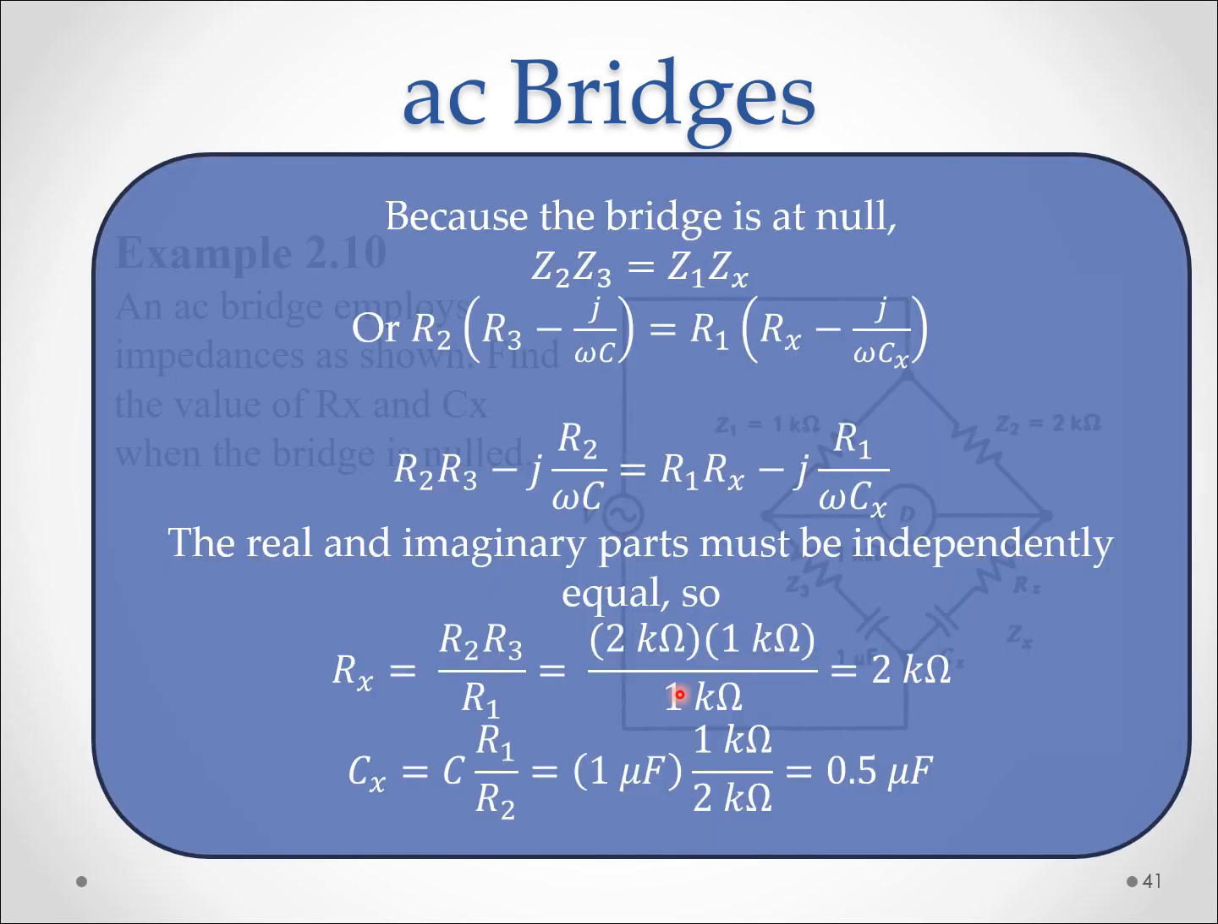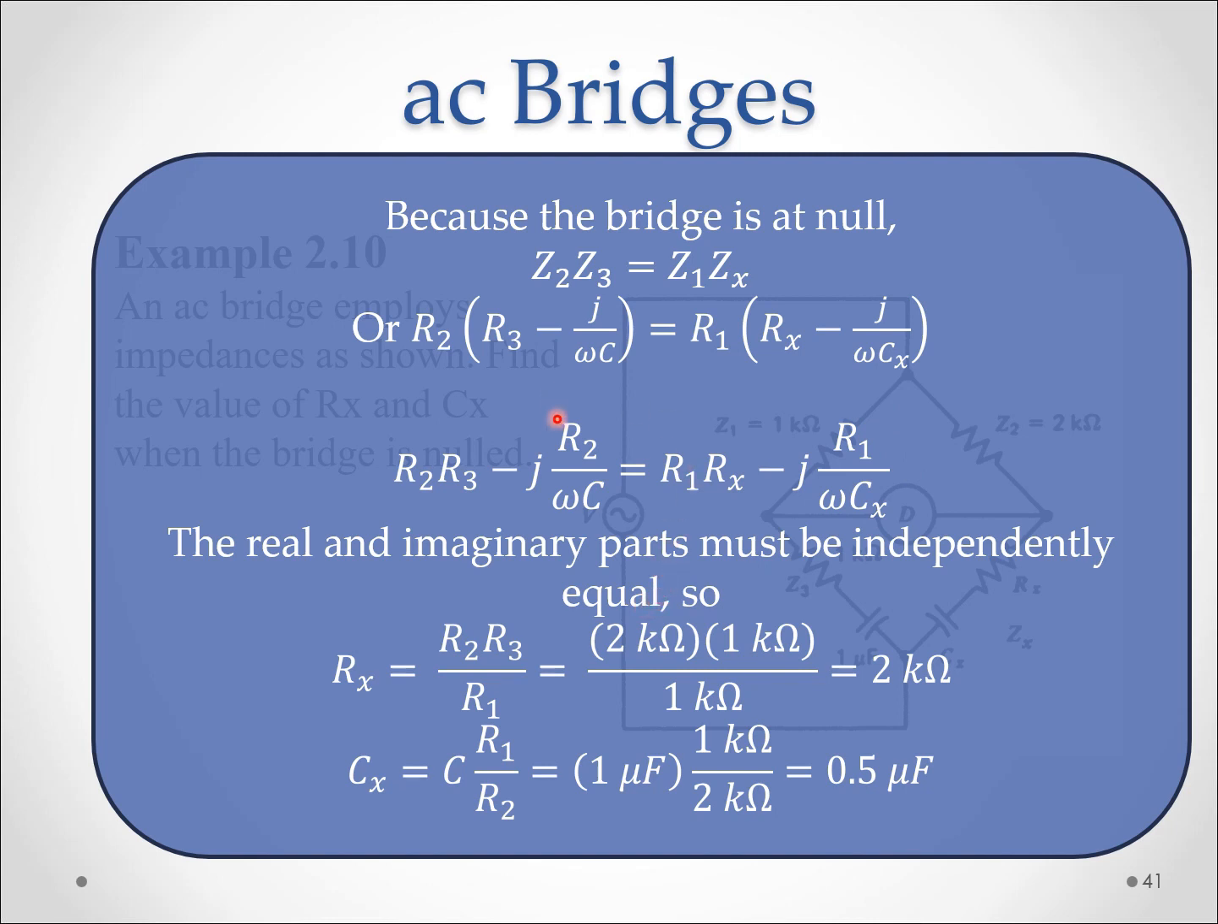Because the bridge is at null, we have this condition where Z2 times Z3 is equal to Z1 times Zx, or R2 times R3 minus j over omega C is equal to R1 times Rx minus j over omega Cx. After we do some arrangement, we will get it in this form, where R2 R3 minus j R2 over omega C is equal to R1 Rx minus j times R1 over omega Cx.